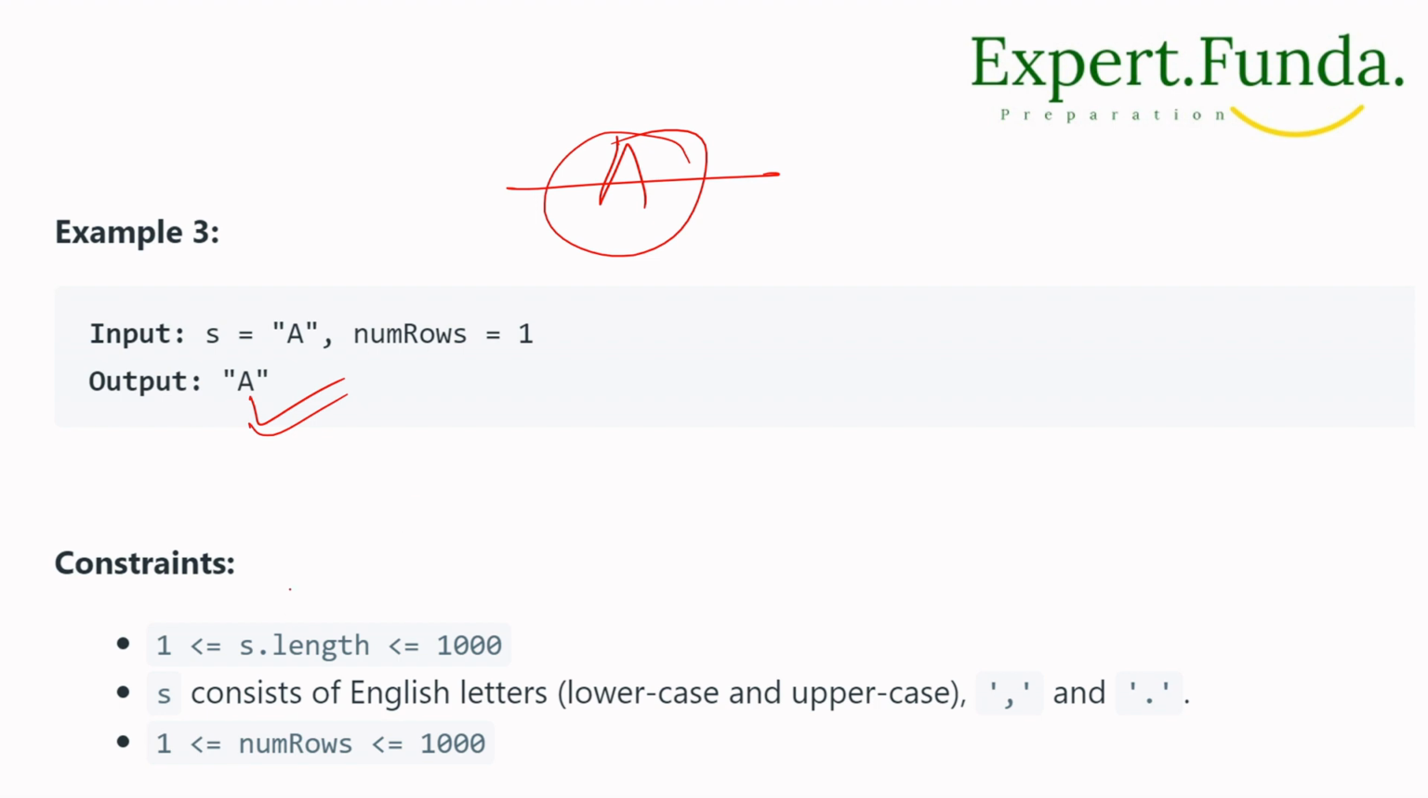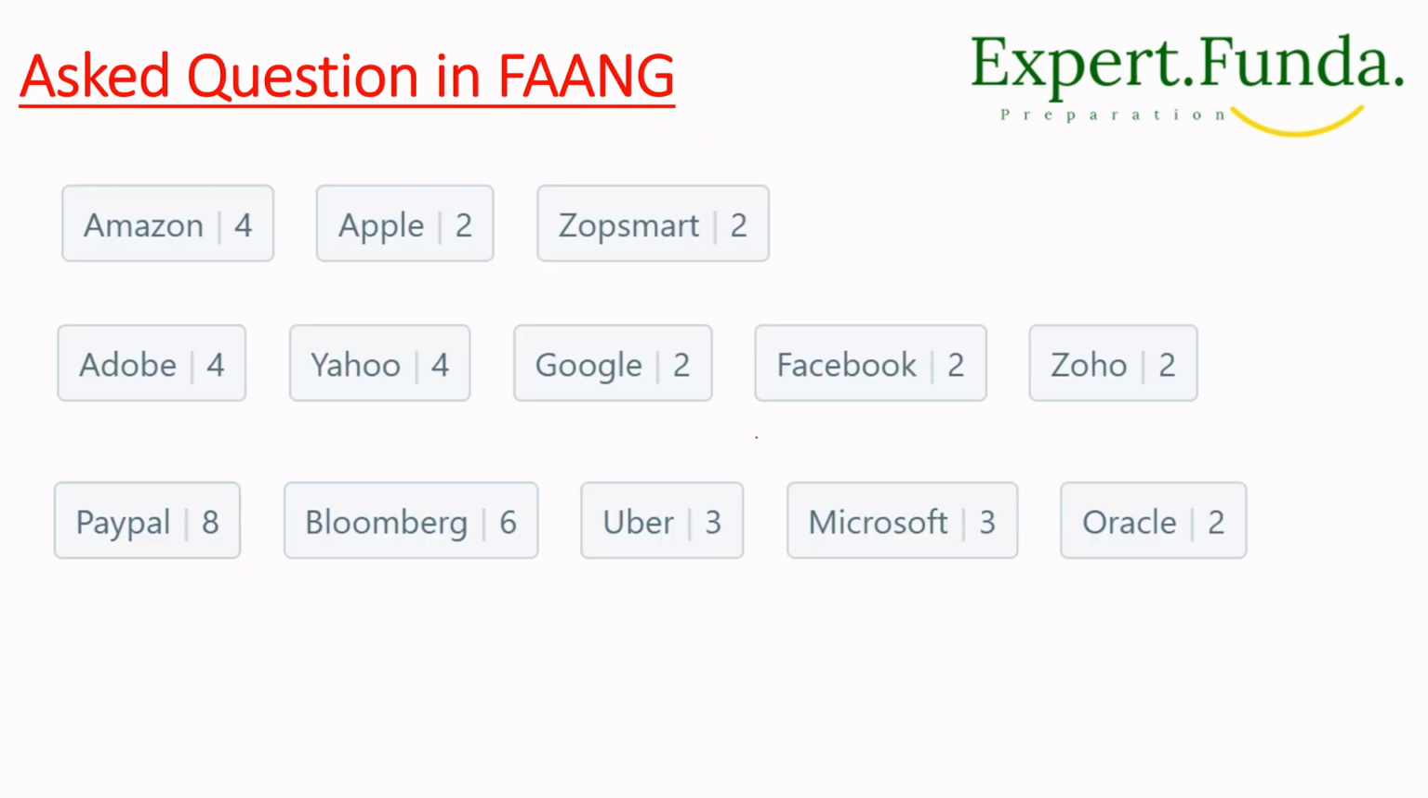One more thing: the string length should be greater than or equal to 1 and less than or equal to 1000, and all string letters consist of lowercase, uppercase, comma and dot. The number of rows can only be in this range. This question has been asked in almost all the big companies, Facebook, Google, Apple, and almost all the companies have asked this question.